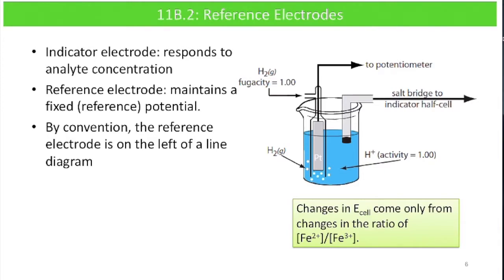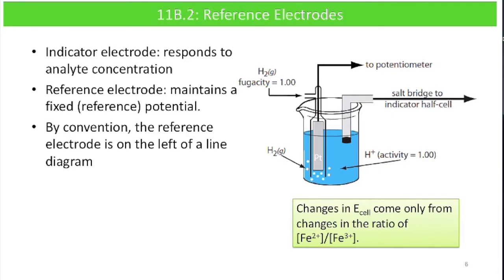Now, a reference electrode is another electrode that also has to be present when you're doing an electrochemical measurement, and the reference electrode maintains a fixed reference potential. So all potentials that you measure, all voltages that are measured with an electrode, are measured with respect to the reference electrode. So the reference electrode will have a specific voltage associated with it, and then the indicator electrode will have a voltage that is different than the reference electrode, and that difference is going to tell you what the concentration of the analyte is in the particular solution that you are measuring.